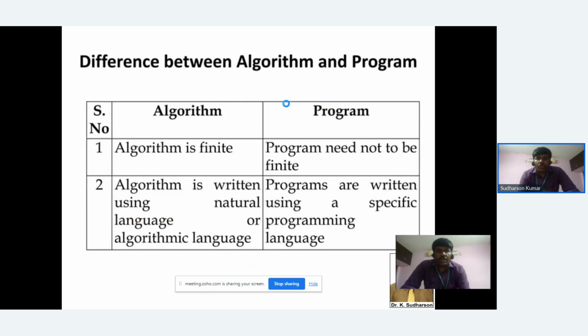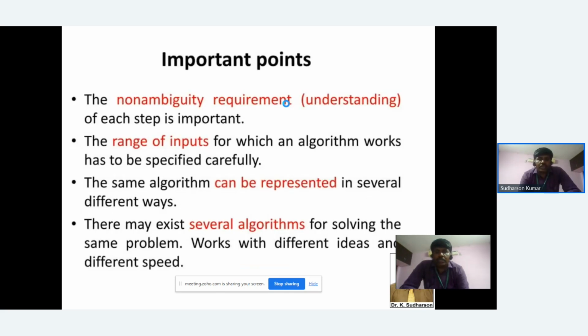Then you know what is a program and you know what is an algorithm. This is the simple difference between an algorithm and a program. A program must be syntactical, and an algorithm is a step-by-step procedure. Each programming language differs in syntax. An algorithm you can write in any natural language, but it's a step-by-step procedure to solve a problem.